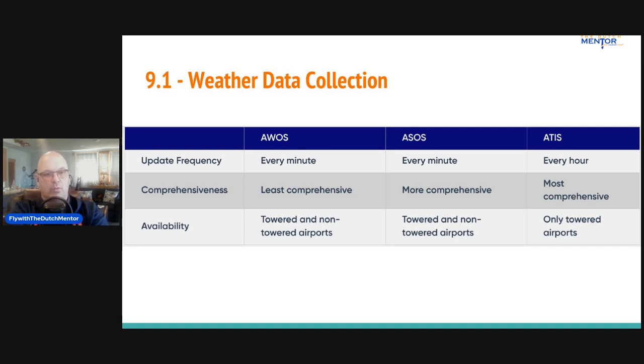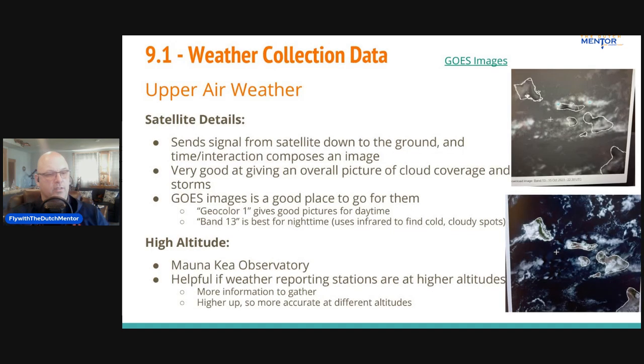AWOS and ASOS, you will see at different levels at different airports, but it's not a requirement for non-controlled airspaces. It all depends, of course, if they have any money. The upper air weather, now, of course, in flying, high altitude for helicopters is really not that big of a deal, but we should certainly look at weather conditions between 0 and 6,000 feet, which is about normal for us to fly between 0 and 6,000 AGL.